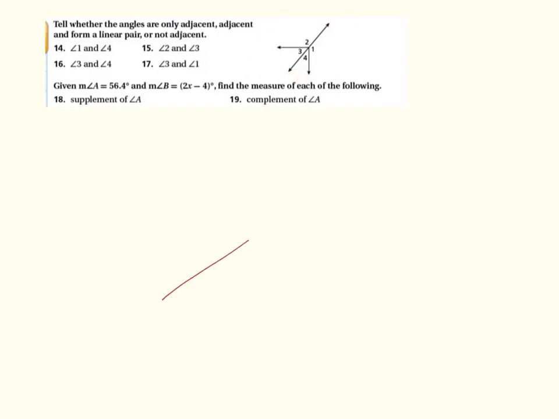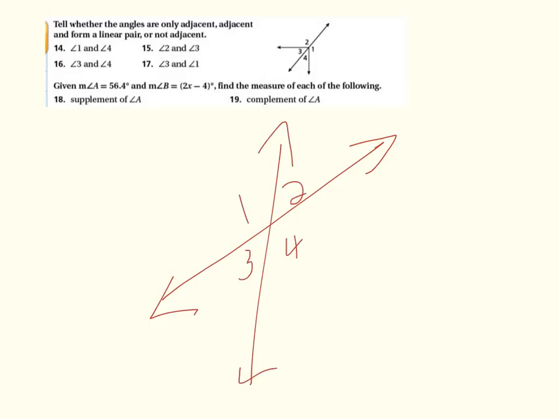Now, in class, we discussed that if you have angles, for example, if this is your image, you need to understand that if they share a vertex and they share a ray, so for example, this is the ray, and that ray is shared by 2 and 4, then that's adjacent.